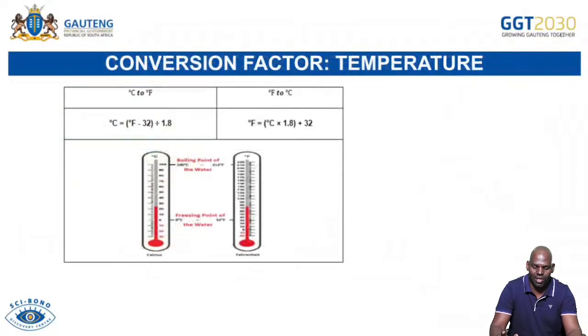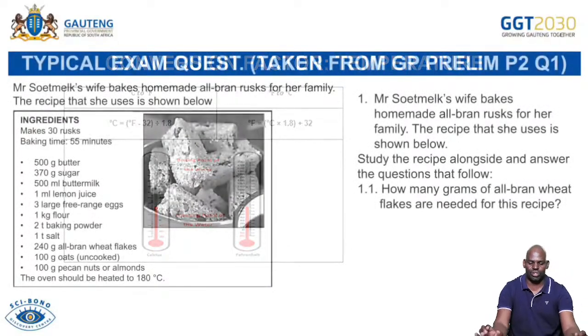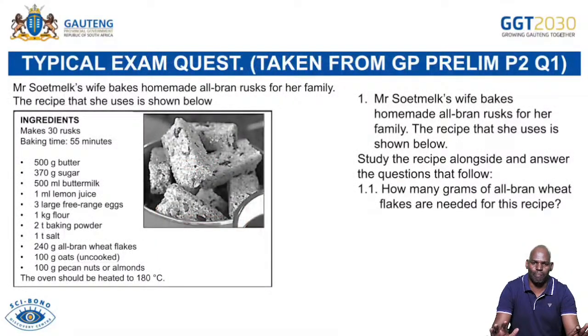Okay, of course, conversion factor temperature, you must be able to use the formula. You must just be able to substitute and simplify. For this one, you determine the temperature in degrees Celsius when the temperature is given in degrees Fahrenheit. Or you need to work out the temperature in degrees Fahrenheit, and then the value in degrees Celsius is given. You only need to substitute and simplify. Easy marks. Yes, then I think you've got the basics now.